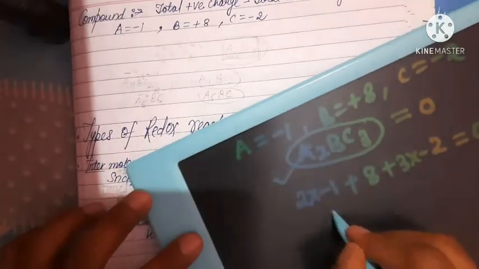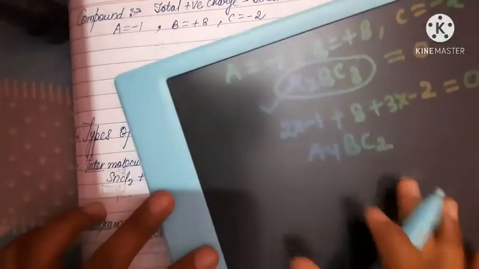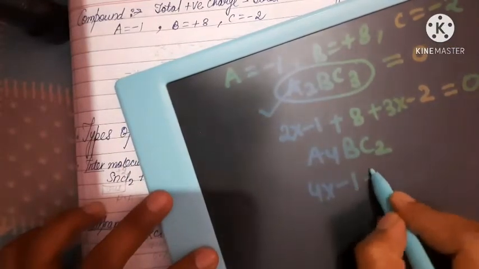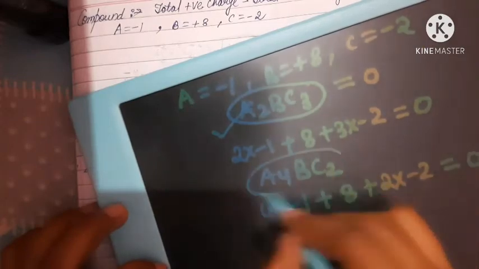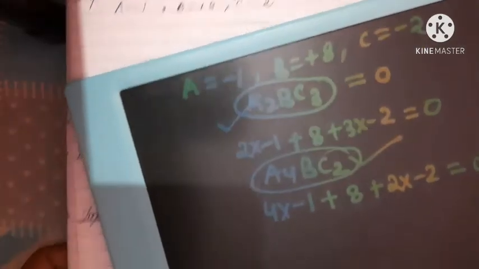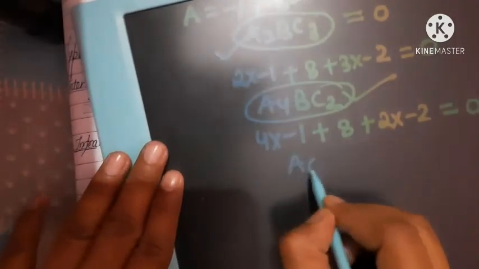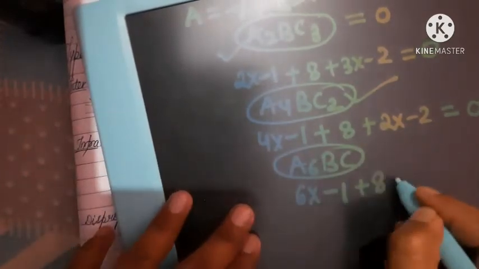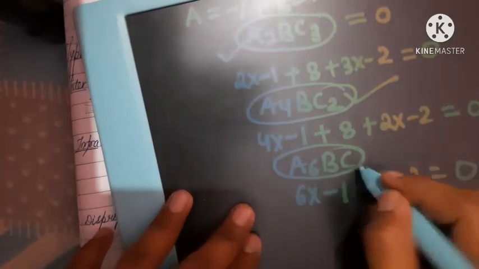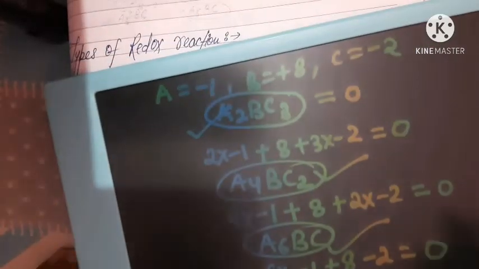And if it's A4BC2, so 4 into -1 plus 8 plus 2 into -2, if it is coming 0, then it is also a correct formula. And one more formula is there, A6B3. You can make your own formulas. 6 into -1 plus 8 minus 2 equals 0. So it is also a correct formula.